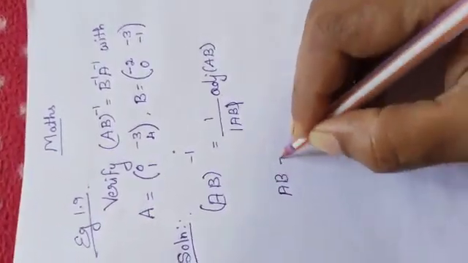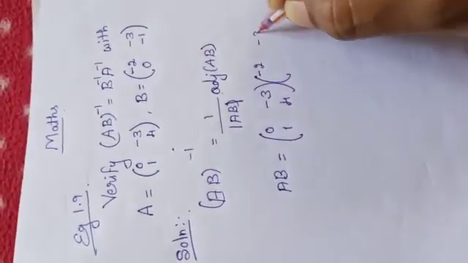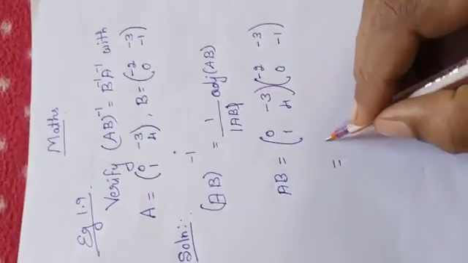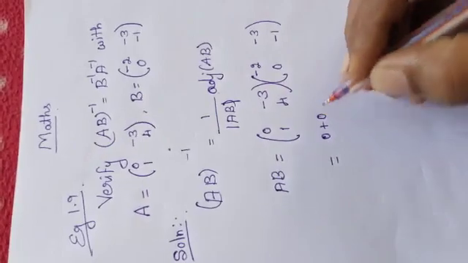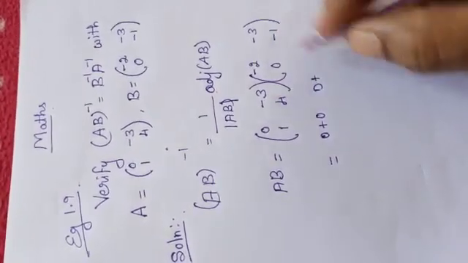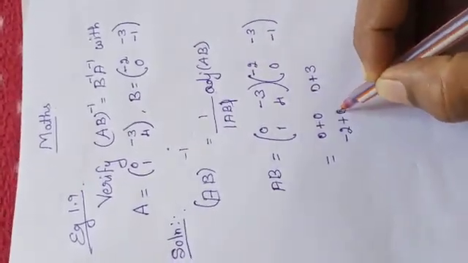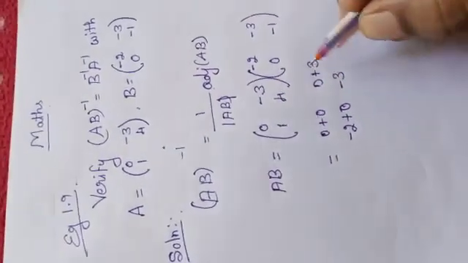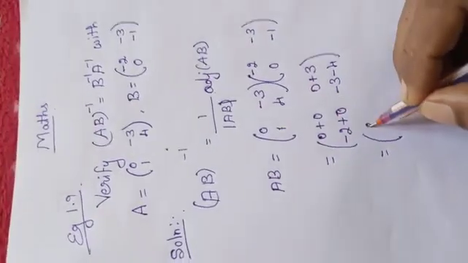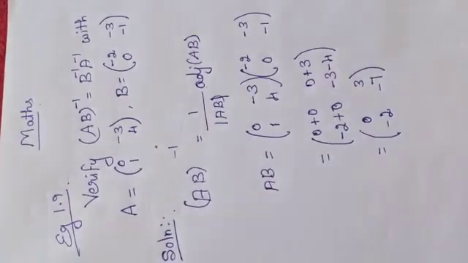So, we can find AB first. A into B is the matrix [0, -3; 1, 4] into B, [-2, -3; 0, -1]. Shall we multiply? Row into column. 0 into -2 is 0, plus -3 into 0 is again 0. First row, second column: 0 into -3 is 0, plus -3 into -1 is plus 3. Now, 1 into -2 plus 4 into 0 is -2. 1 into -3, plus 4 into -1 is -4, so -7. Now our answer is [0, 3; -2, -7]. So, we have got AB.